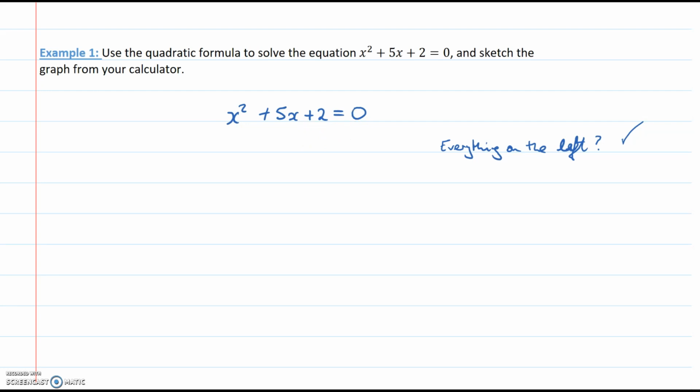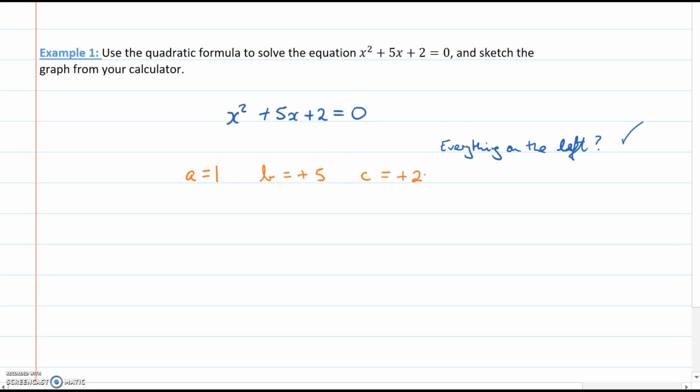Okay, once we've done that, write out our a, b, and c, with which I think we're all familiar now. A is the number in front of x squared, so 1. B is the number in front of x, or the coefficient of x, so that's plus 5. And c is plus 2.